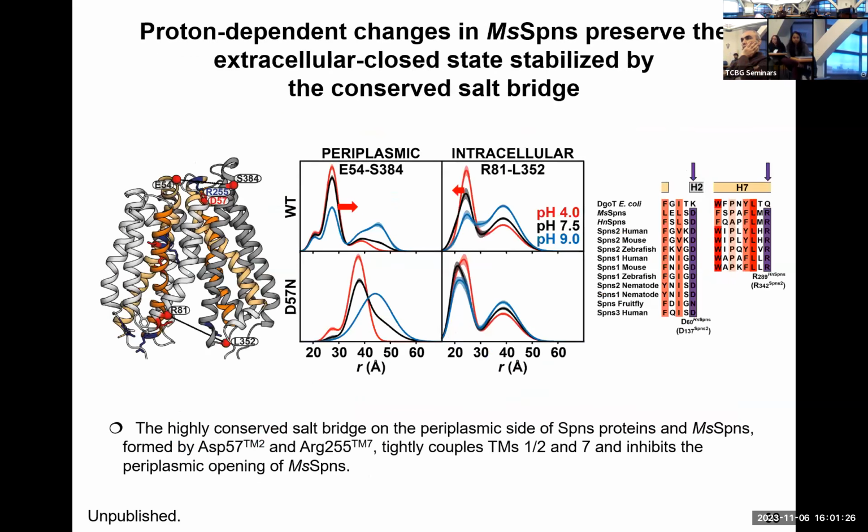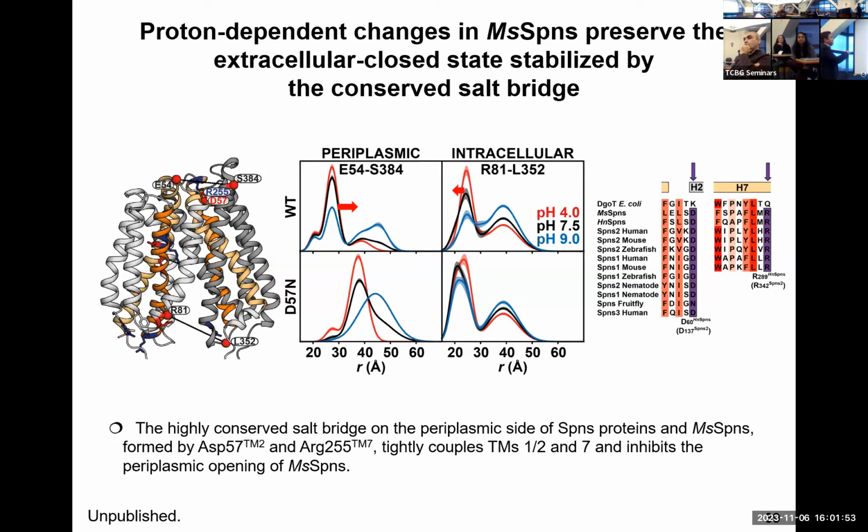Do you remember that salt bridge? So one of our reviewers was upset that we didn't mutate one of those residues to stabilize the outward open conformation. And we told them that as soon as we touch those, we cannot express the protein. So in this case, actually, we went to 36 liters of culture just to get some to do the experiments.